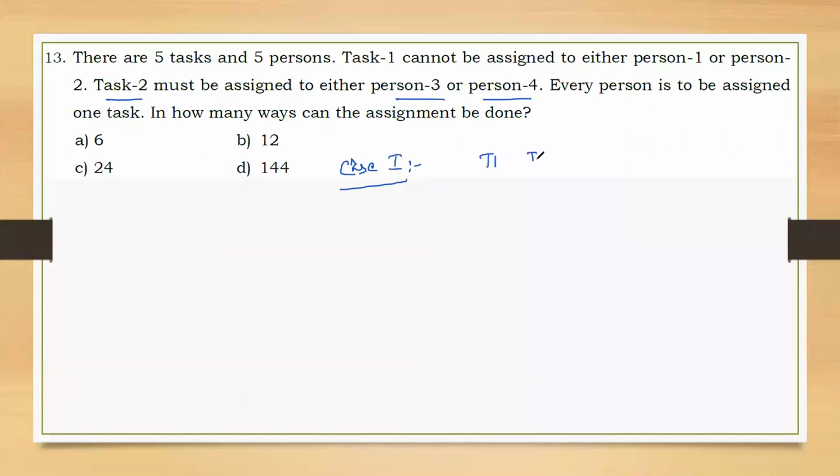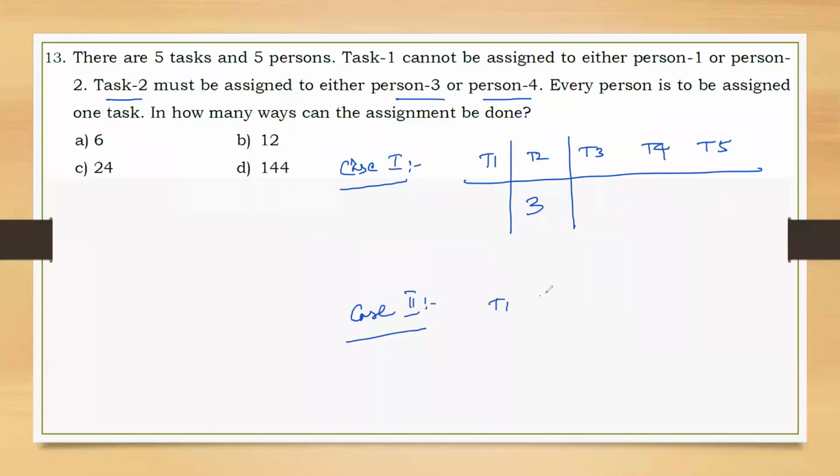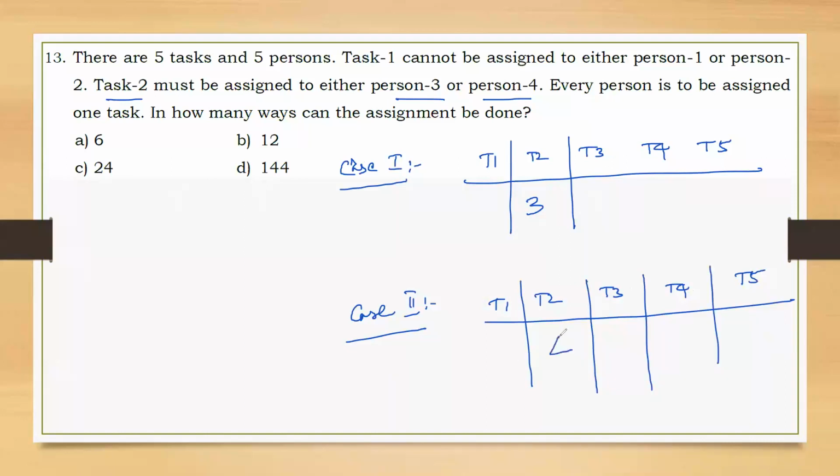If we have tasks 1, 2, 3, 4, 5, task 2 must be assigned to either person 3 or person 4, right? So if I assign task 2 to person 3, what will happen? Similarly, in case 2, we have task 1, task 2, task 3, task 4, task 5. Task 2 must be assigned only to either 3 or 4. If I assign it to 3, what is the number of ways? If I assign it to 4, what is the number of ways?